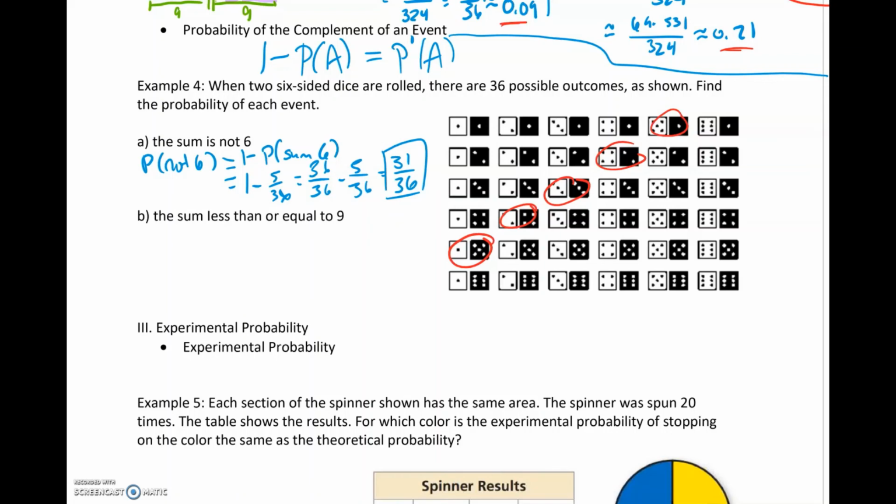Okay? So if you want to try this part B on your own, go for it, and then just hit unpause when you're ready to hear the explanation. But you can, again, count or work with the complement, whatever is easier for you.